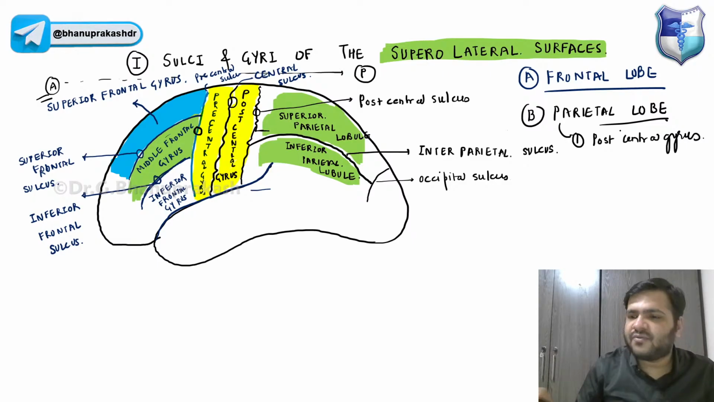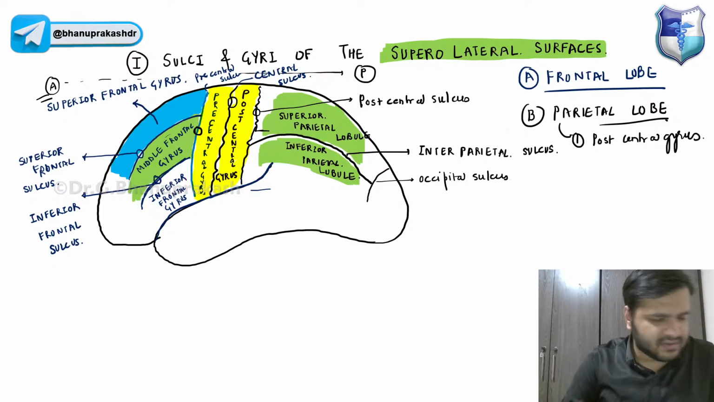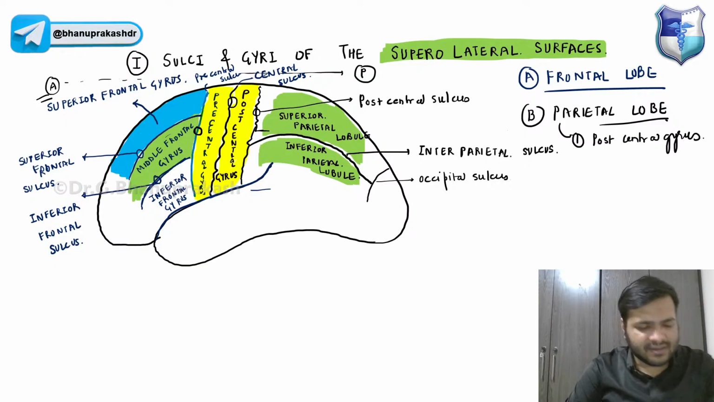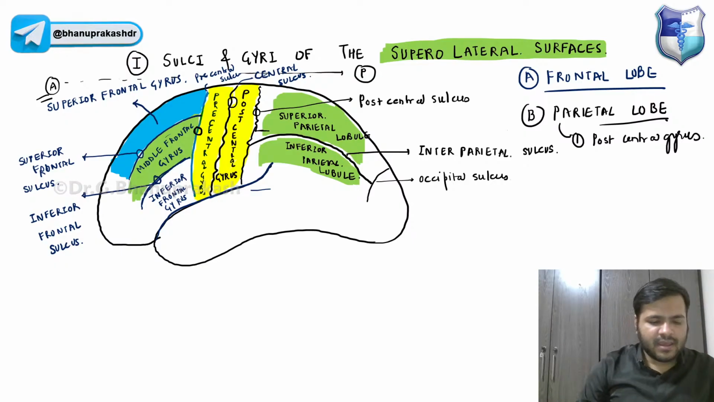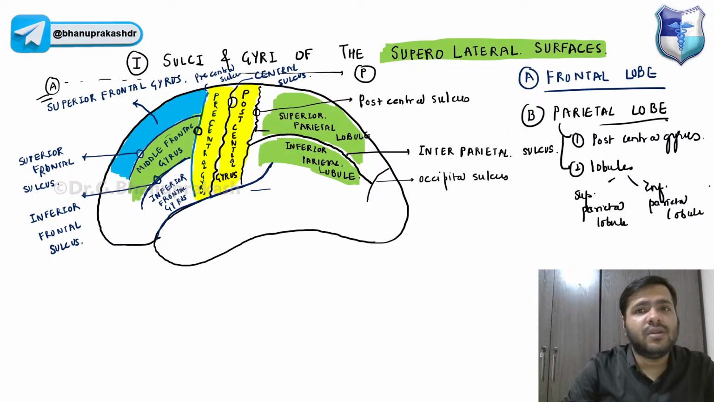Vandana, just wait for some time. We will be discussing all the motor areas related to this. The sensory areas, the motor areas, everything. We have the two lobules, guys, over here: the superior parietal lobule and the inferior parietal lobule.